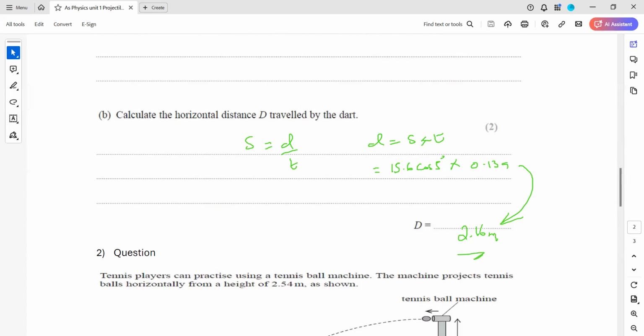So whenever it is horizontal motion, use the horizontal component of velocity. When it is vertical displacement, use the equation of motion. And whenever we use the equation of motion, we always substitute the vertical component, because in the horizontal component there is no acceleration or deceleration.